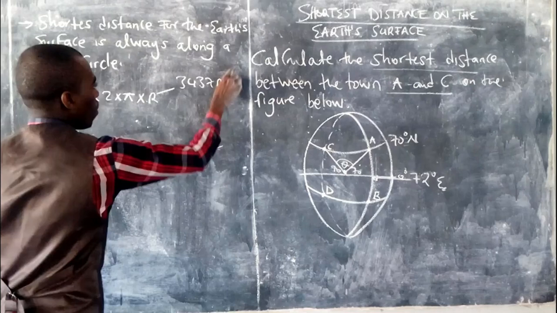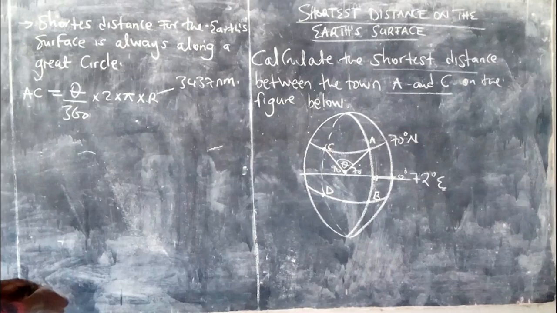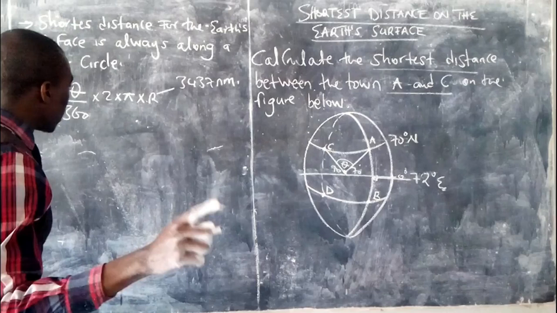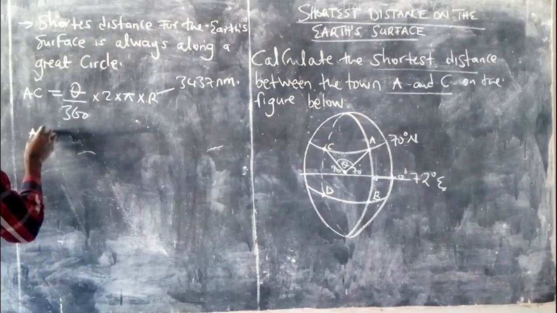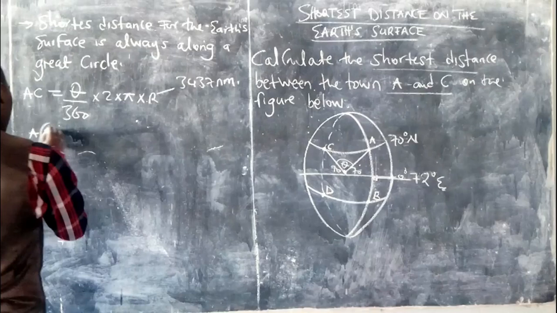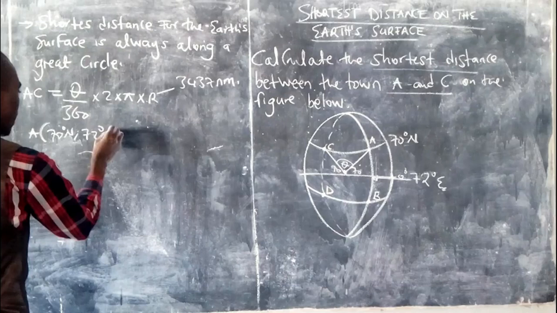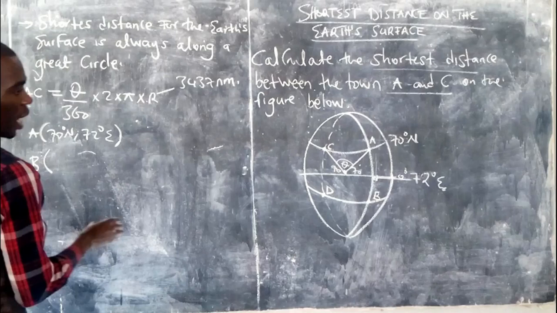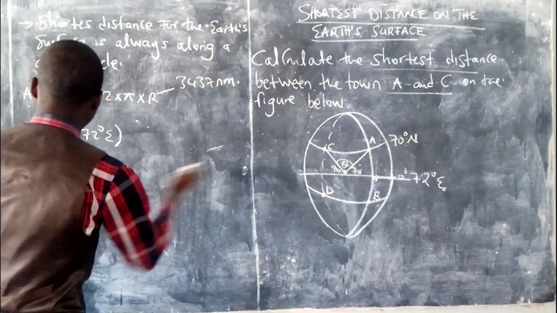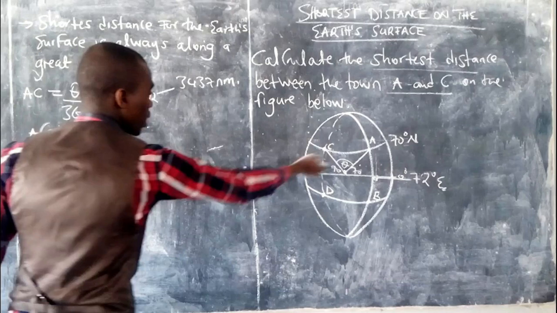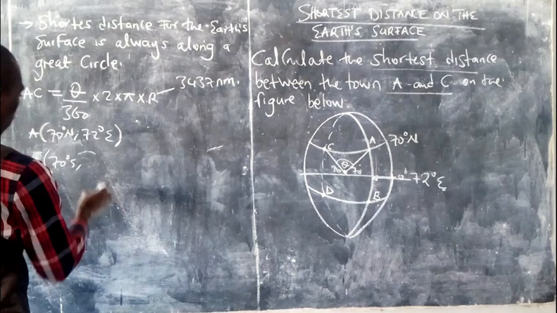Okay, so having known that, where do you get the theta? Because remember, I was advising on the issue of collecting data. So let's just write the coordinates. The coordinates for A, we have got 70 degrees north, 72 degrees what? East. Alright? Then we go to C, since we are doing AC. C is there, which is 70 degrees. Now, this one here is on the other side, so actually it's 70 degrees south, comma, what we don't know. So we don't know.